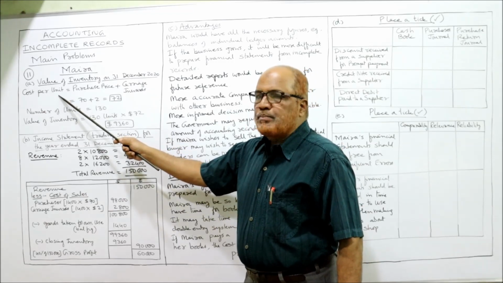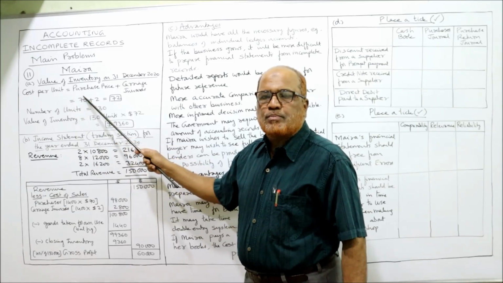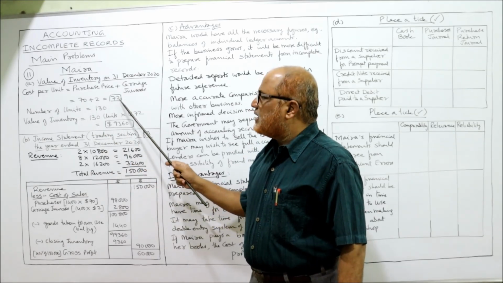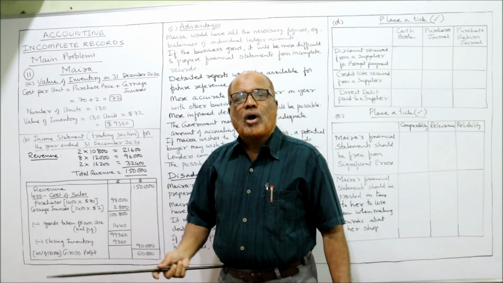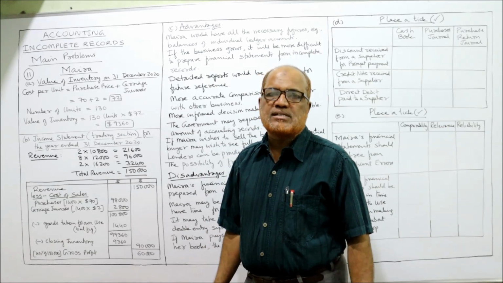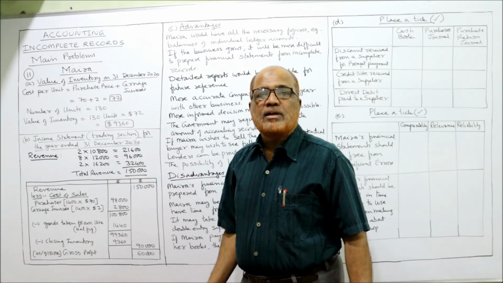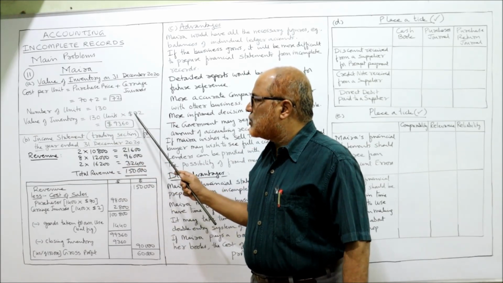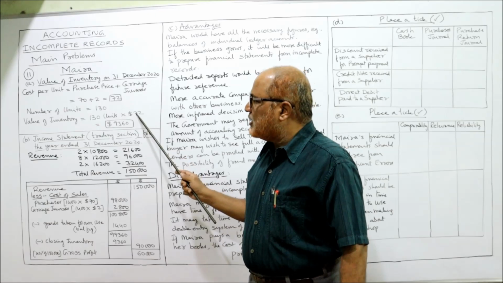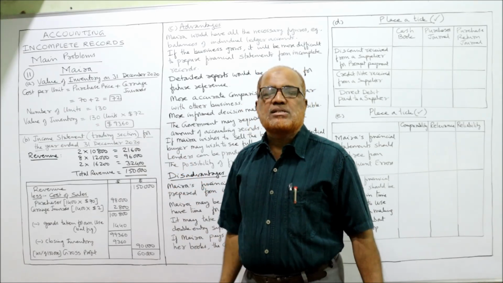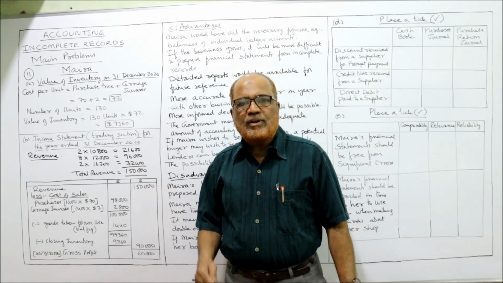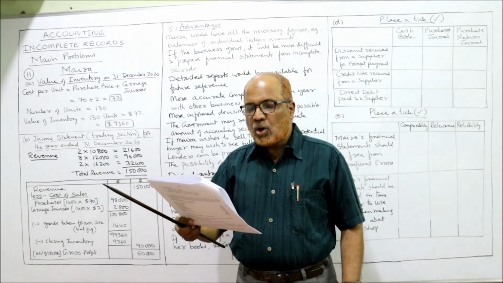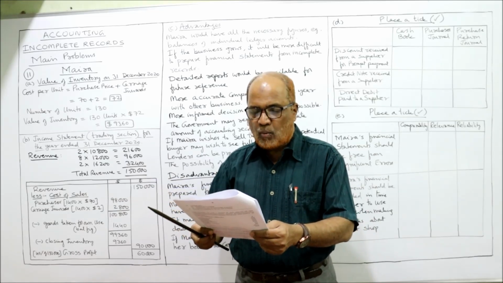First question. The cost per unit means the purchase price as well as carriage inward. The purchase price is $70 per unit and carriage inward $2. So $72 is the cost per unit. How many units are remaining unsold on 31st December? It is given: 130 units. The value of inventory is 130 units into $72, which is 9,360. First question completed. What is the value of inventory on 31st December? 9,360.